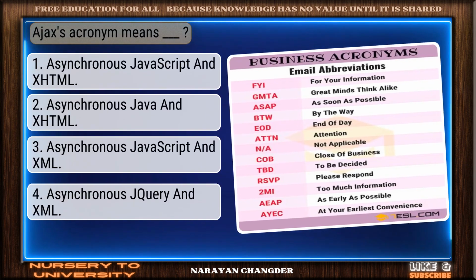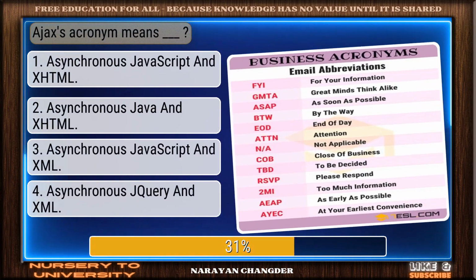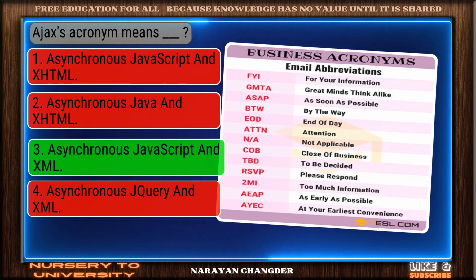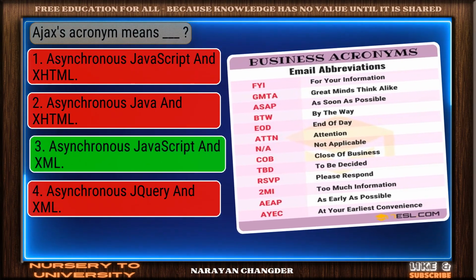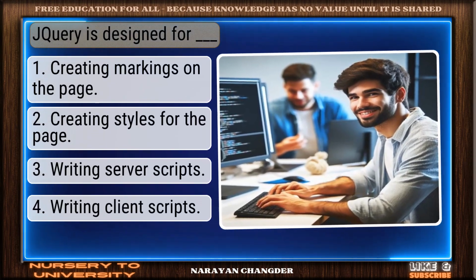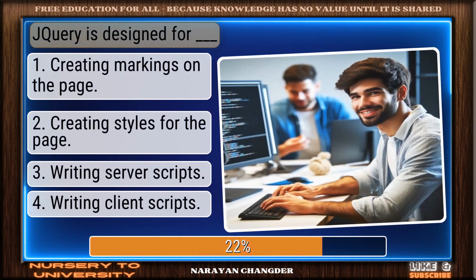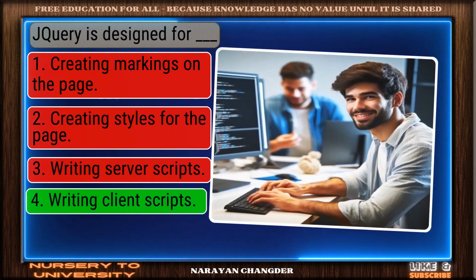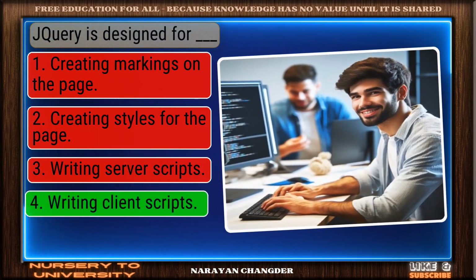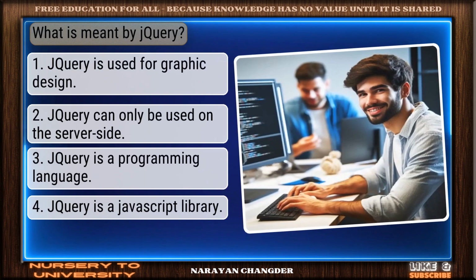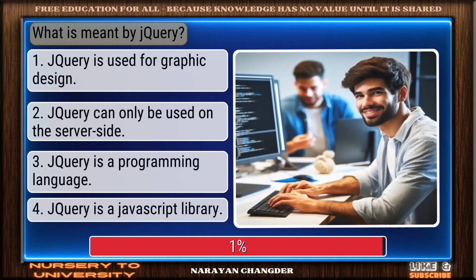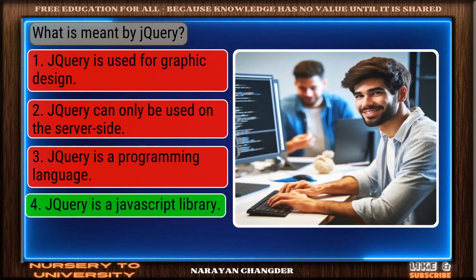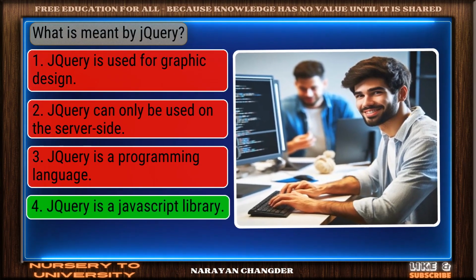Question number 73. Ajax's acronym means dash. Well done. Asynchronous JavaScript and XML is the right choice. Question number 74. jQuery is designed for dash. Nice selection. Writing client scripts is the correct and valid answer. Question number 75. What is meant by jQuery? Right choice. jQuery is a JavaScript library is the best answer.